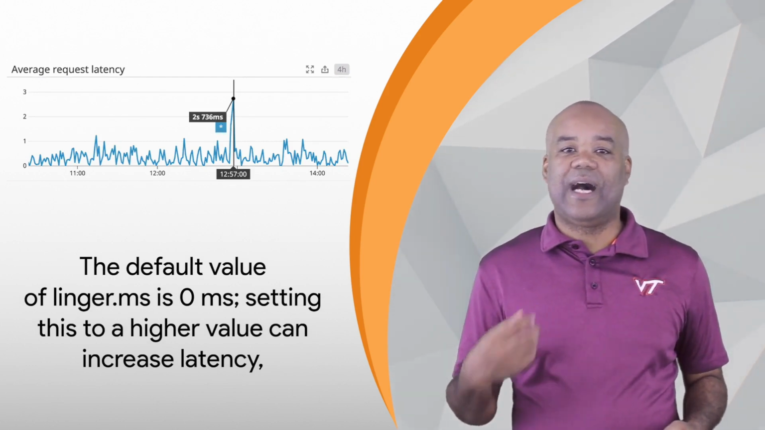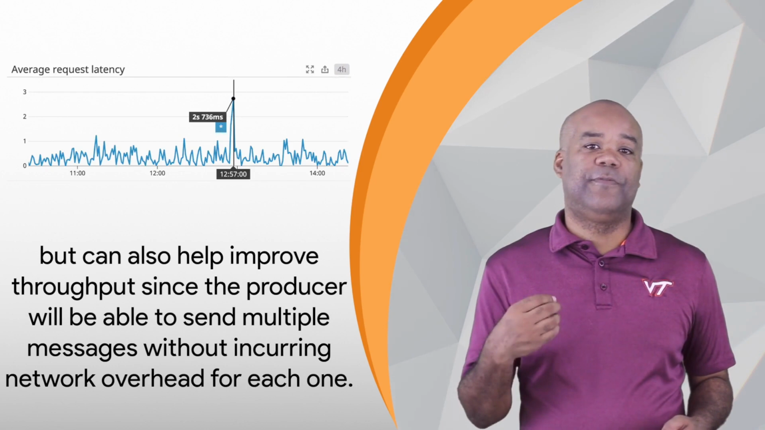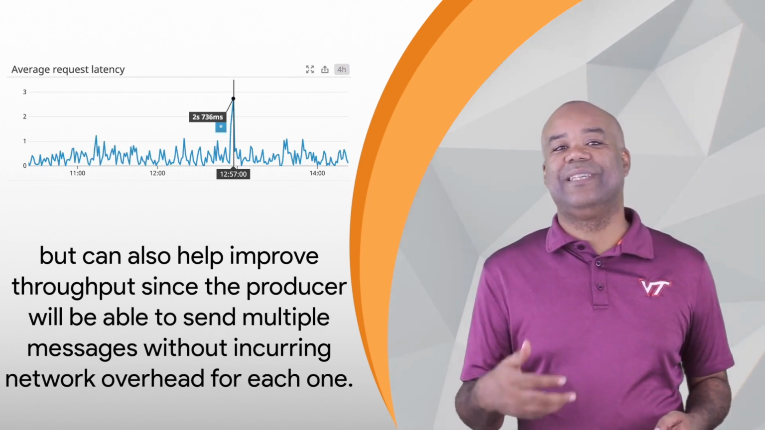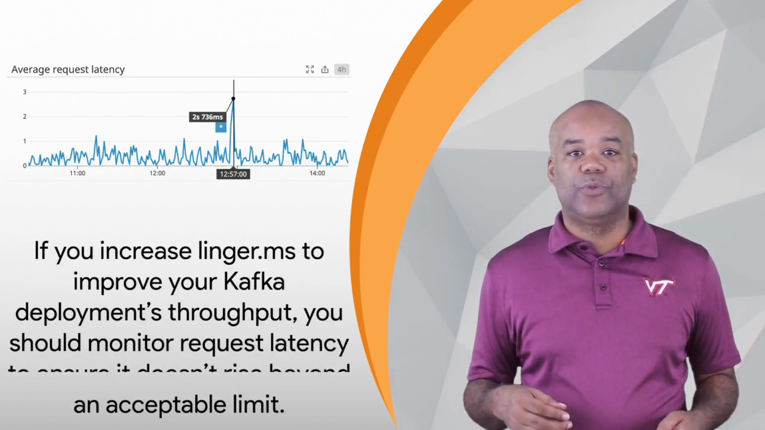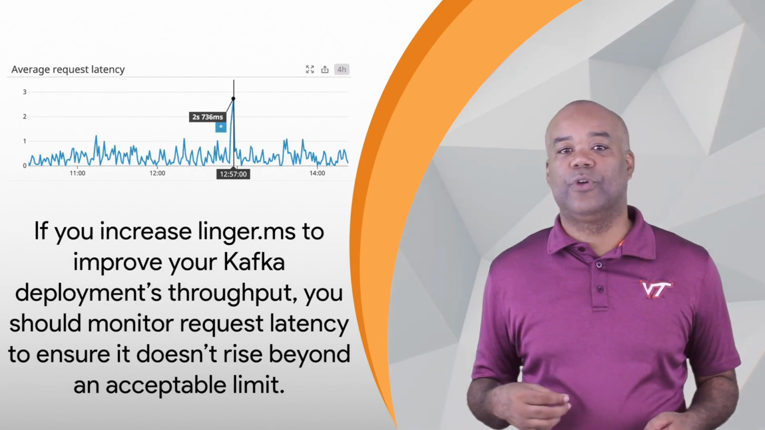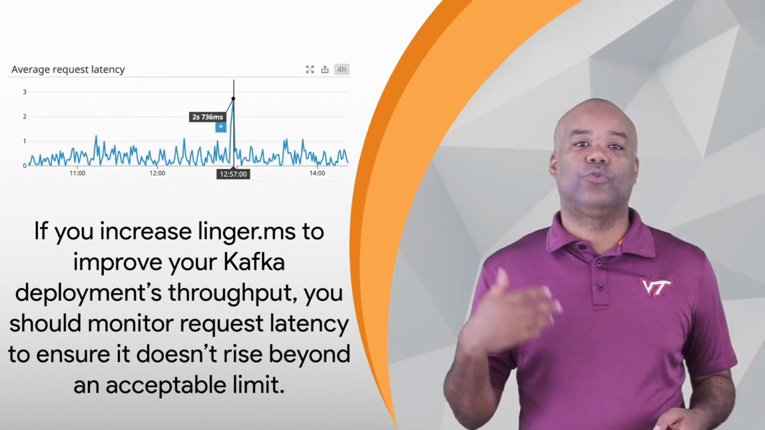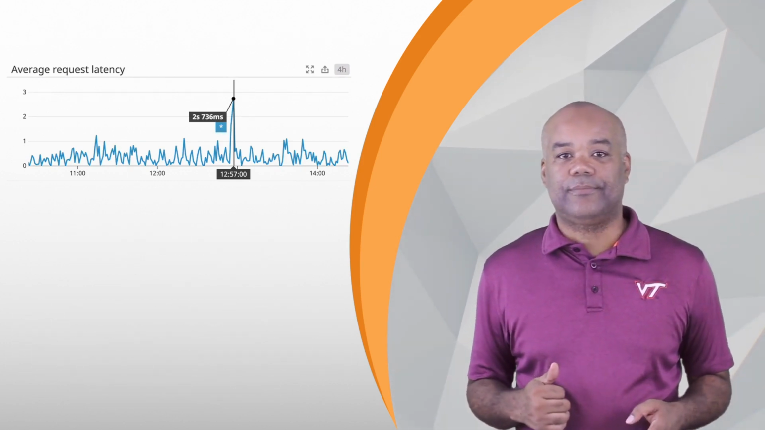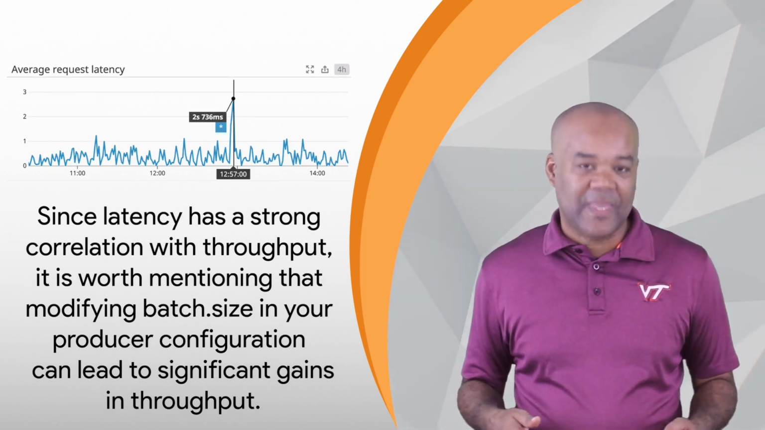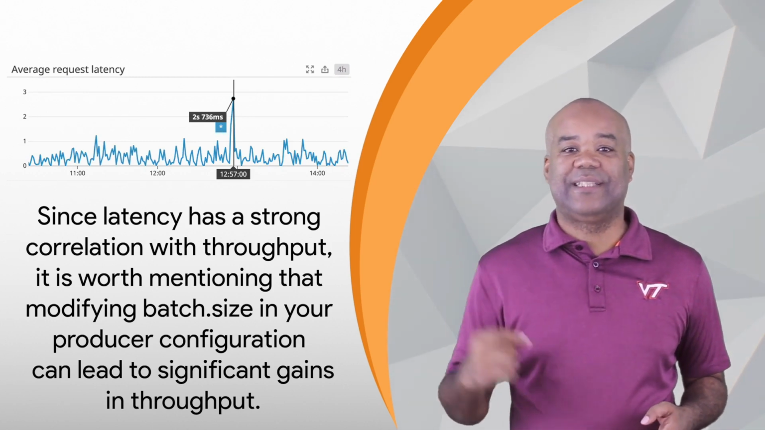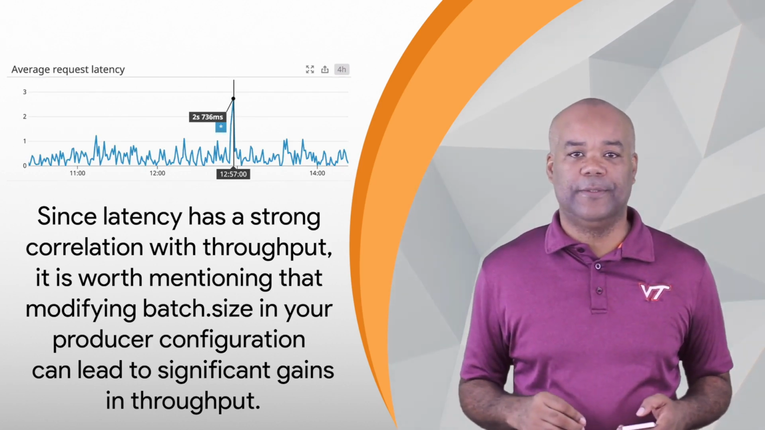So setting this to a higher value can increase latency, but can also help improve throughput because the producer will be able to send multiple messages without incurring additional network overhead for each one. So if you increase linger.ms to improve your Kafka deployment's throughput, you should make sure that you monitor the request latency to make sure it doesn't rise beyond an acceptable limit. Because latency has a strong correlation with throughput, it's worth mentioning that modifying batch.size in your producer configuration can lead to significant gains in throughput.